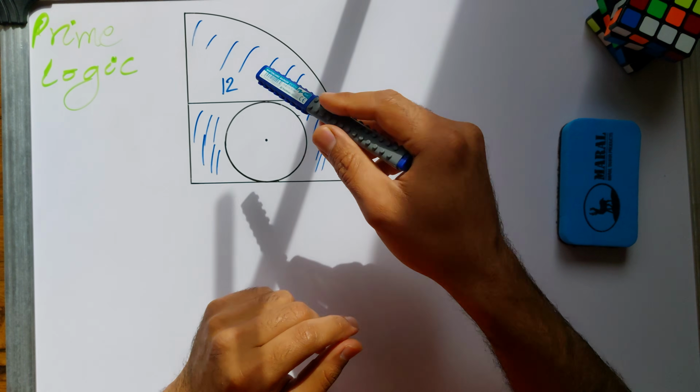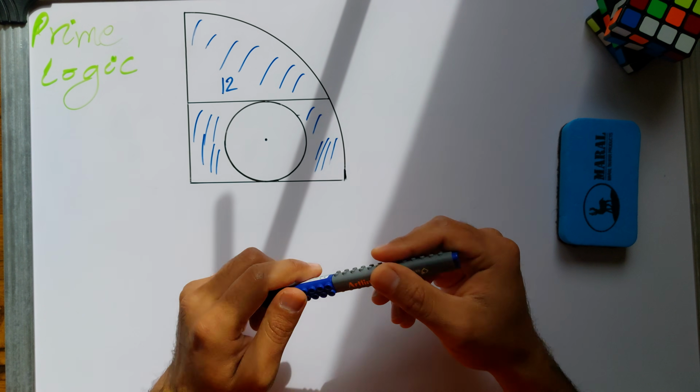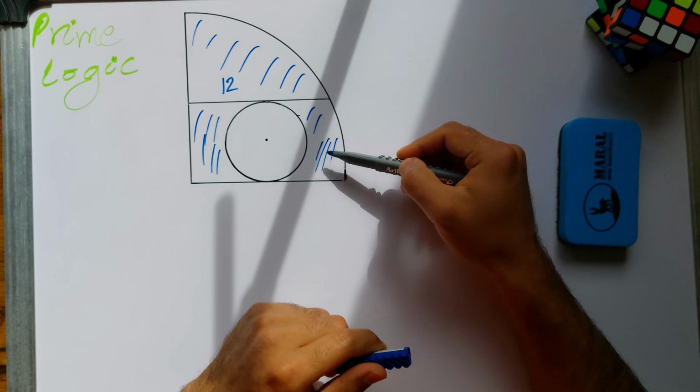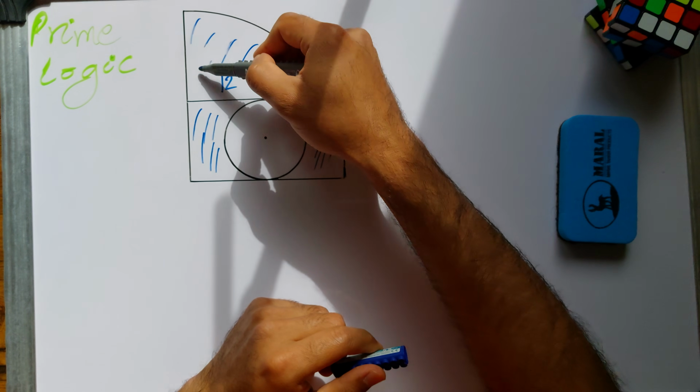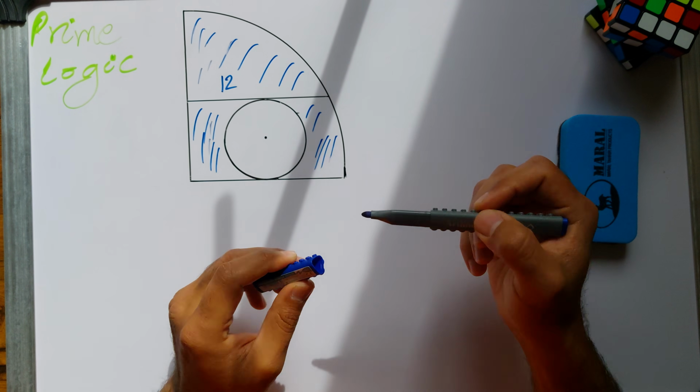We have a quarter circle, we have another circle inside, and we have this tangent line, which is 12 units. Our mission is to calculate the area of this shaded region. Basically, that's the area of this quarter circle minus the area of the circle.